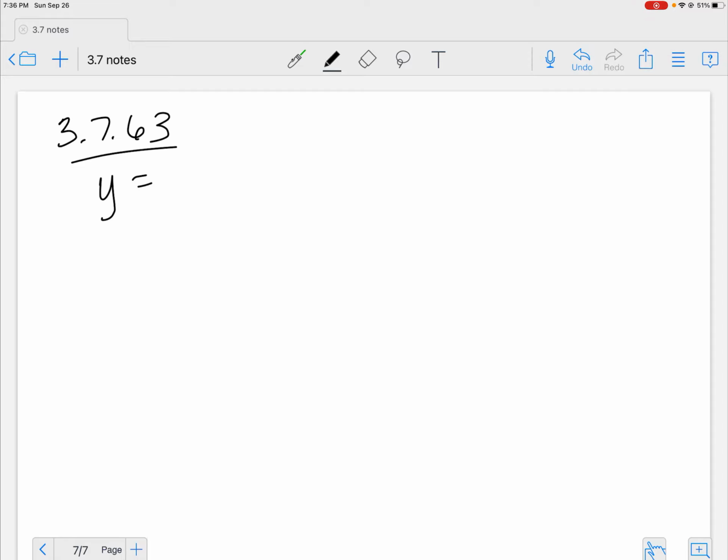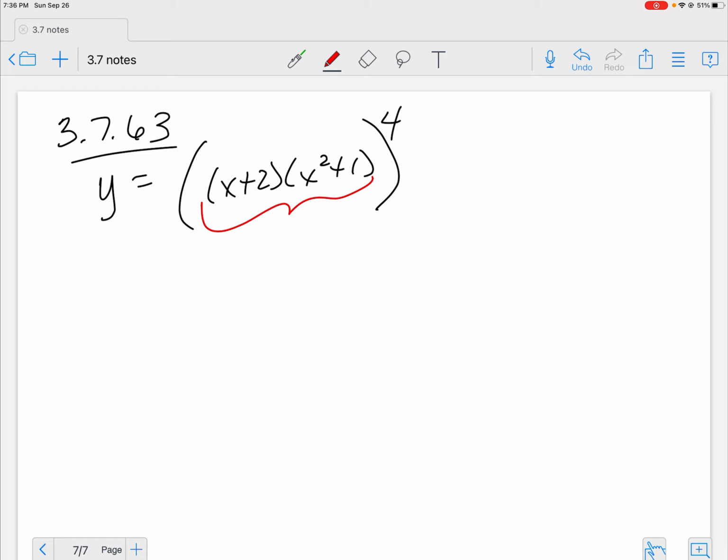3.7.63. I have y is equal to (x plus 2)(x squared plus 1) to the 4th. Now, we're amazing. We know this, right? You guys are so awesome. So if we're looking at this, be strategic with how you do this. These are two binomials. Don't go trying to make your life harder than what it has to be. Multiply those things together first. Algebra this first. Anytime you can algebra first, do it.